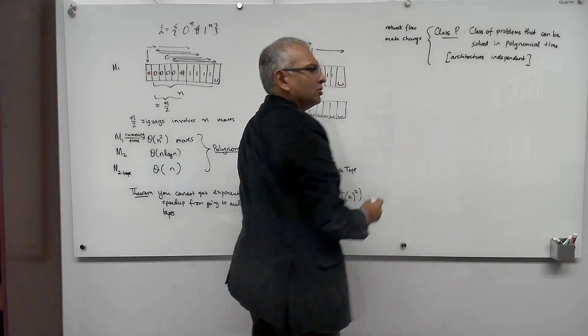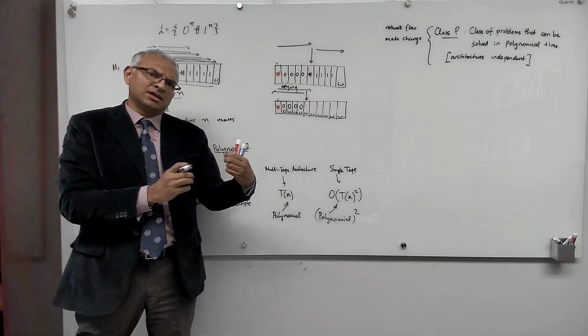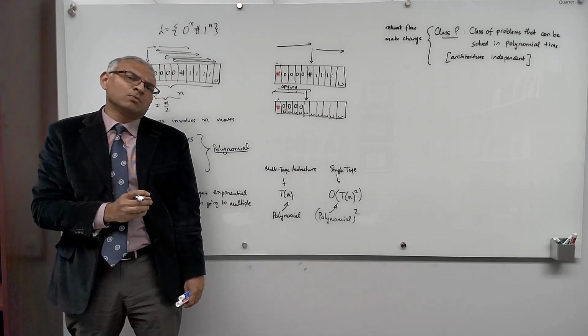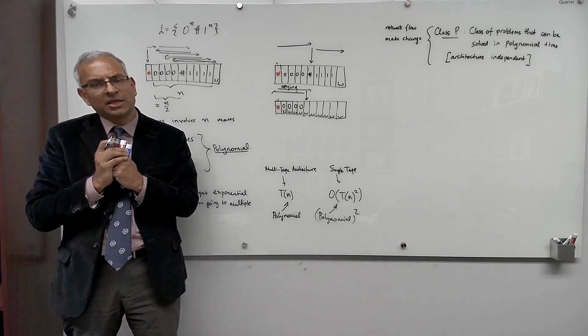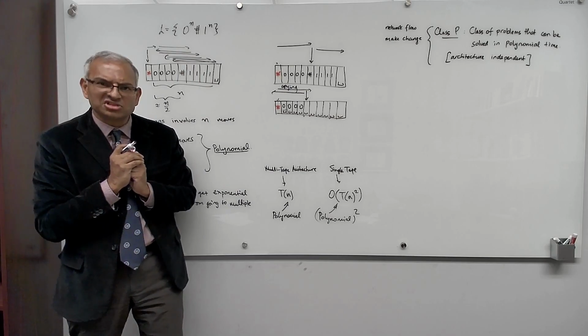Make change. So in the US, we've got the penny, the nickel, the dime, and the quarter. And I might ask, well, I want to make $1.27, 127 cents. What's the fewest coins I need to make that change? We can solve that in polynomial time. We can solve it very efficiently.